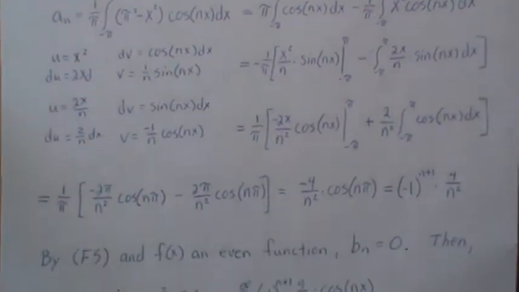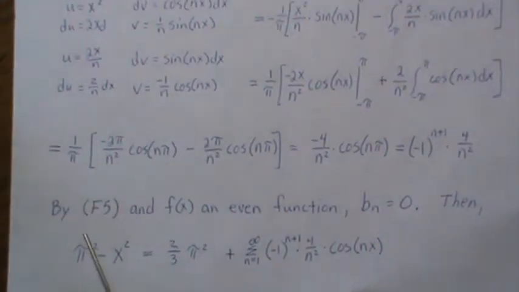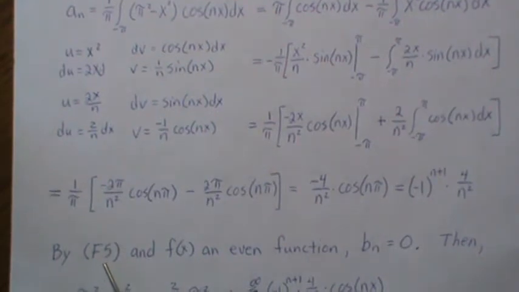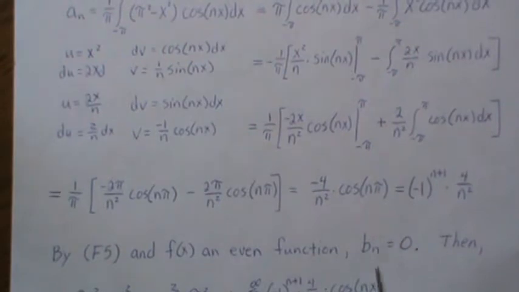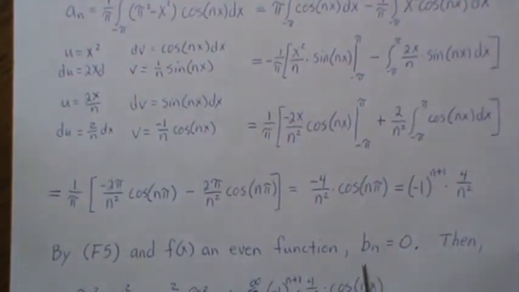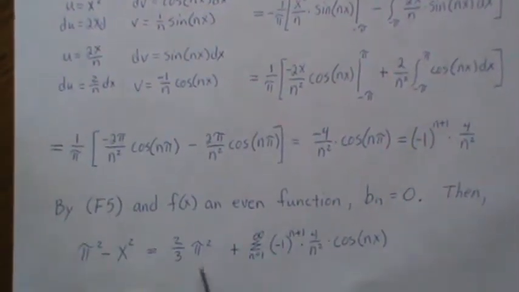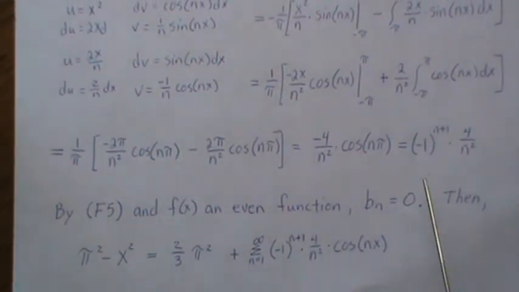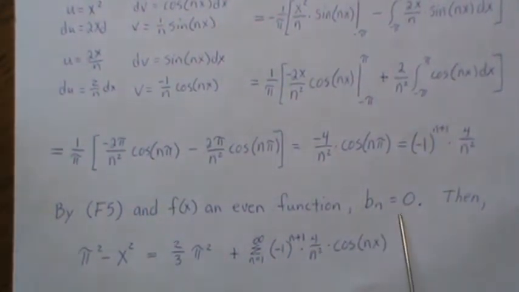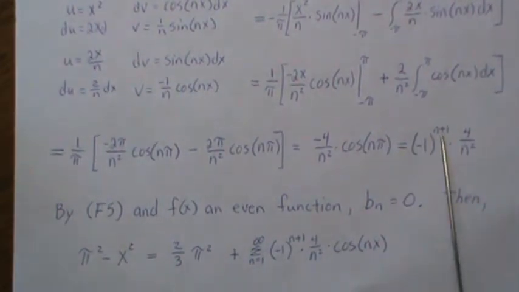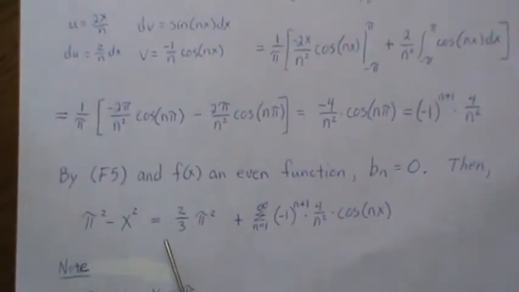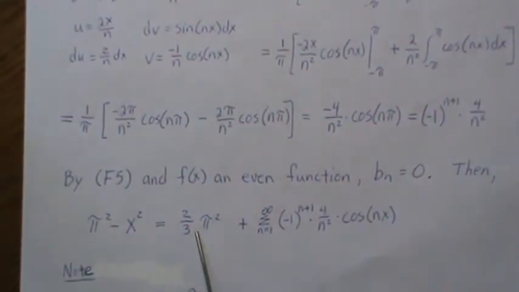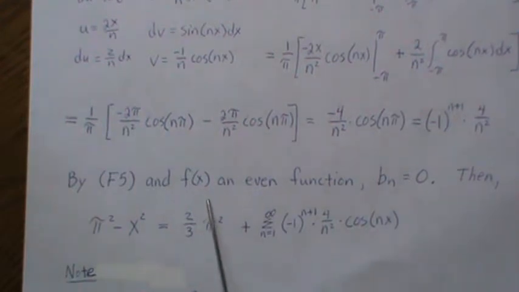Now we have to solve for the b_n's. But by video 5, which is actually the next video, and the fact that f is an even function, all the b_n's are going to be 0. Then now we're finished. We know these functions, we know these constants. We just solve for the a_n's, and we know a0 is this. So this is the Fourier series for our function, and we're done.